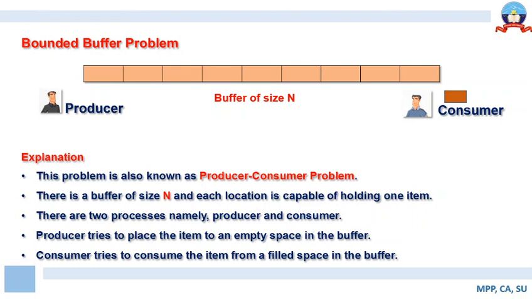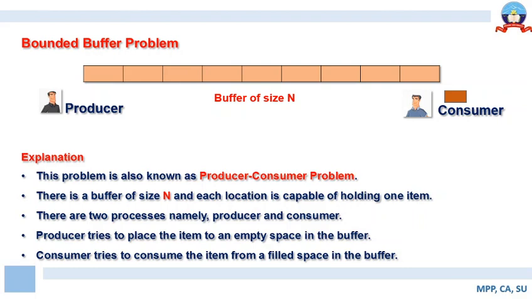As discussed before, the producer produces an item and places it onto the buffer, whereas the consumer selects an item from the buffer and consumes it at its own suitable time. The producer tries to place the item in an empty space in the buffer, whereas the consumer tries to consume the item from a filled space in the buffer.